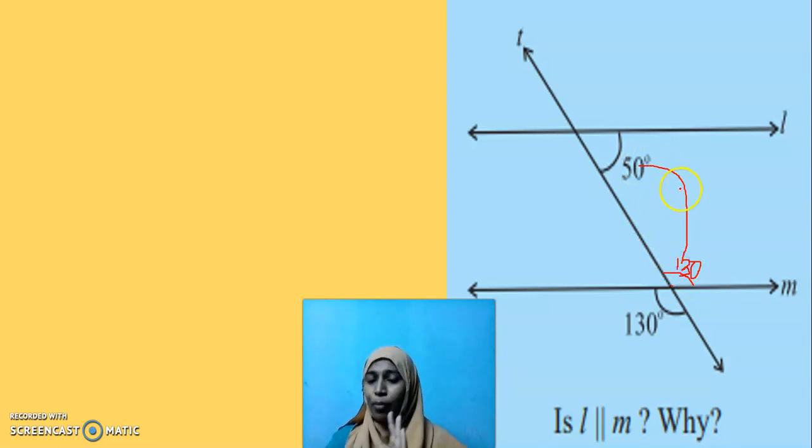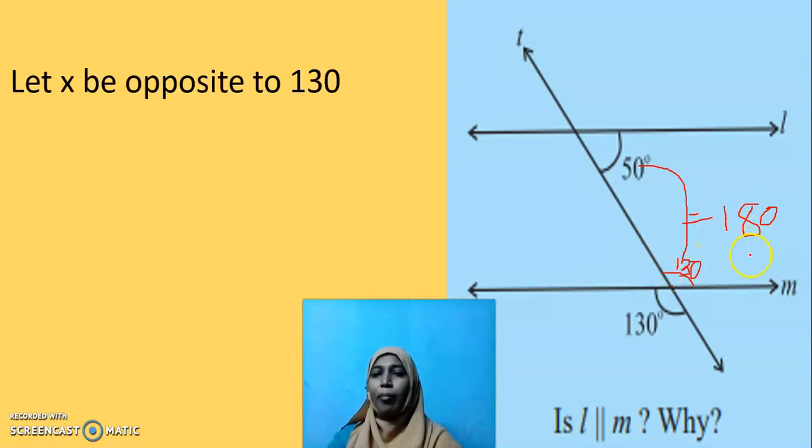We have the third property in parallel lines. Sum of angles on the same side of the transversal are supplementary. Do I get 180? Yes, I get 180. If I don't get 180, I should conclude they are not parallel. As I get 180, they are parallel.